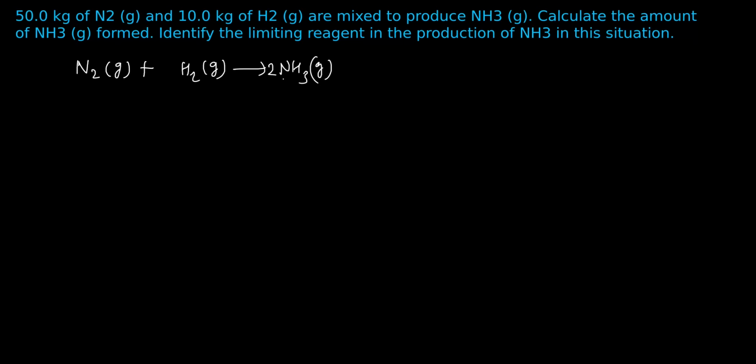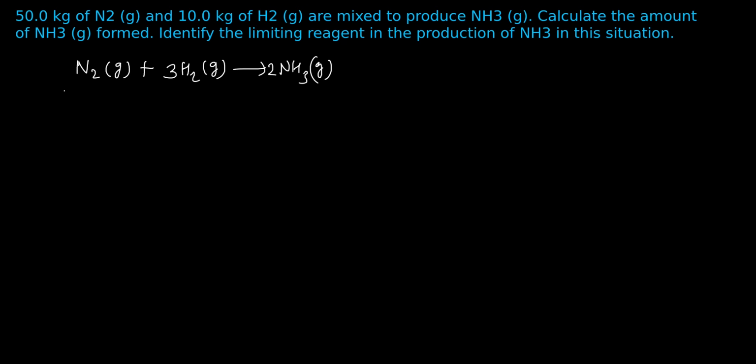So I will write 2 here, so it becomes 2 nitrogen on both sides, but still it is not balanced, because 2 into 3, 6 atoms of hydrogen are on the right hand side, but only 1 into 2 atoms of hydrogen on the left hand side. So to make 6 hydrogens on the left hand side, I will put 3 here. So now I think this equation is balanced: 2 nitrogen on both sides, 6 hydrogen on both sides. Okay, that's good.